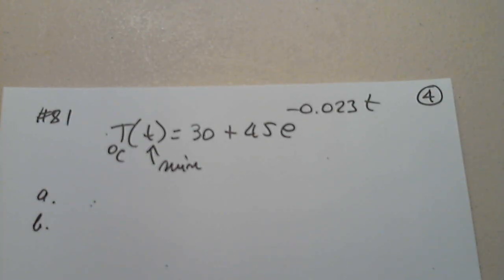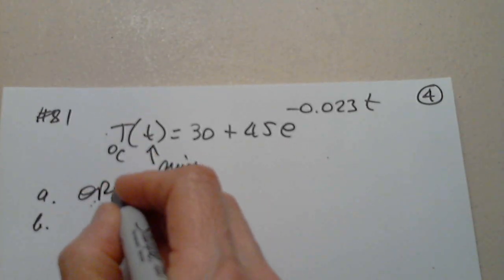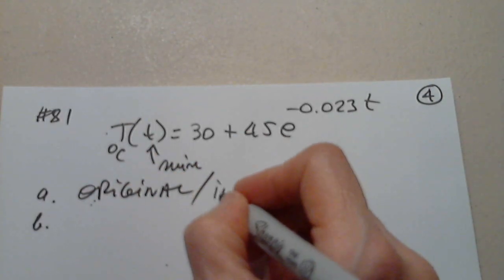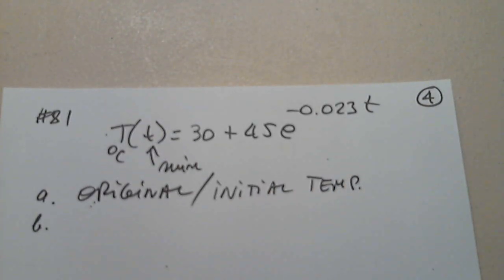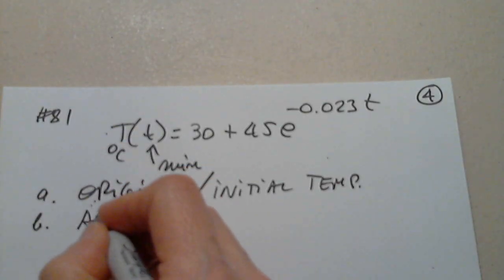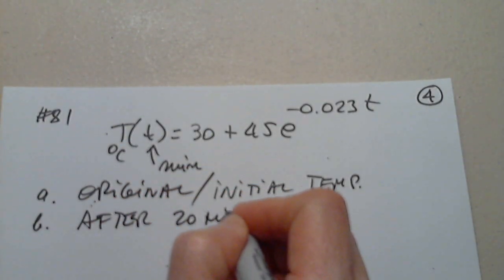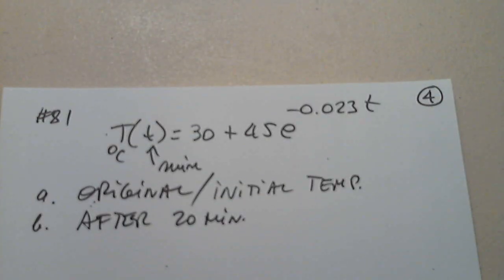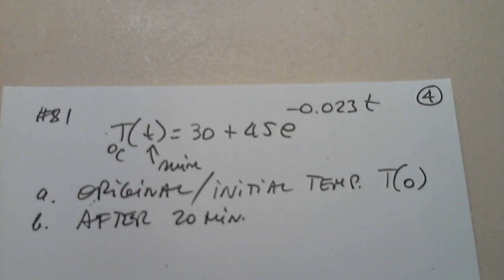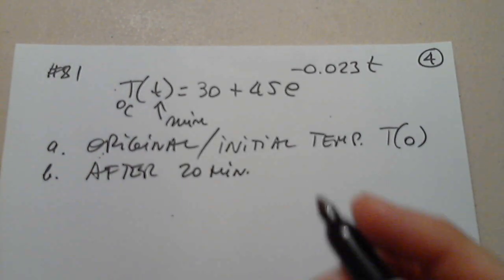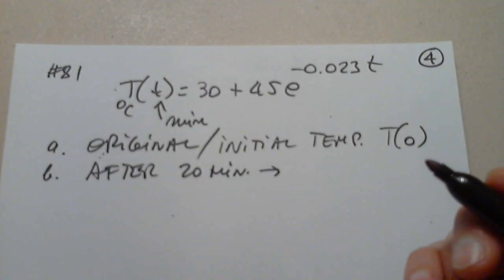So when we say the original, or initial, temperature, what does it mean? What am I asked to find? And then after 20 minutes. What are we asked to find in the original? Initial. Is it when time is 0? Absolutely. Very good. So T of 0. What about after 20 minutes? I know it's silly. It's very clear. What does this mean? T of 20.